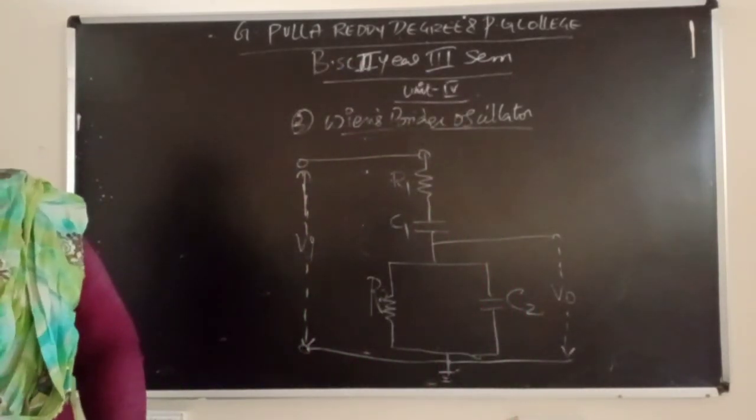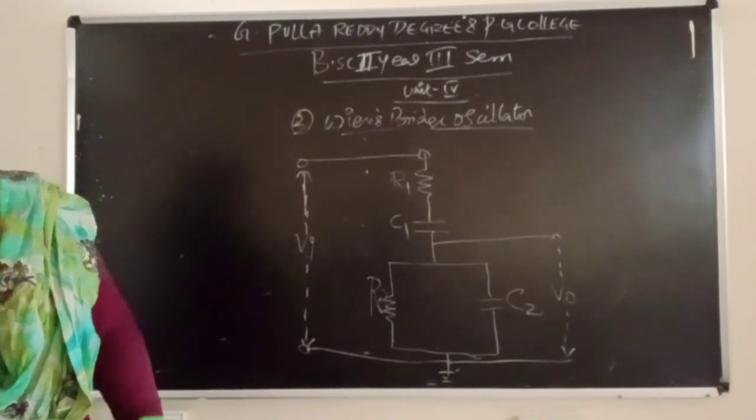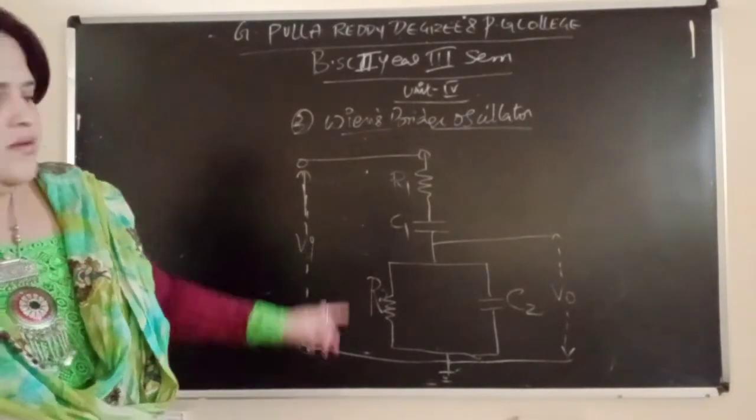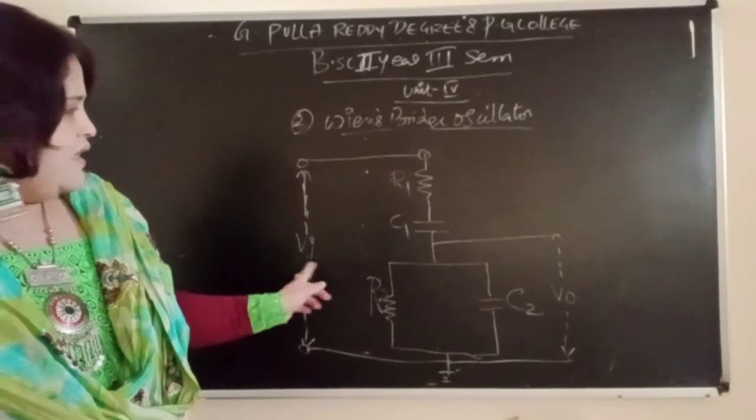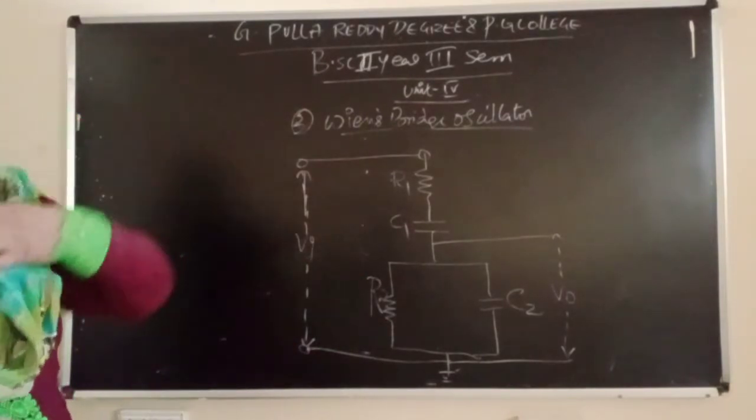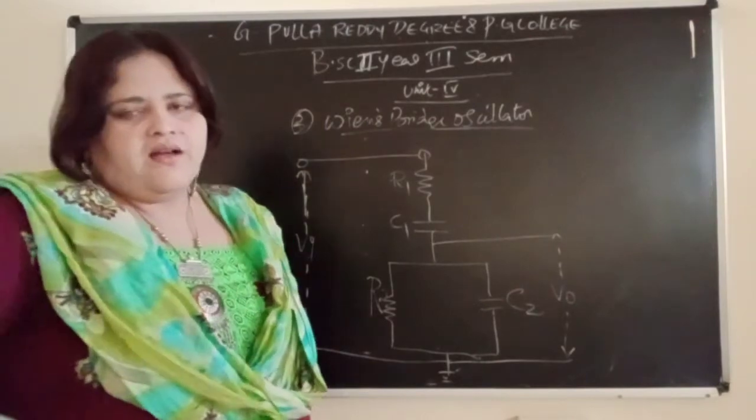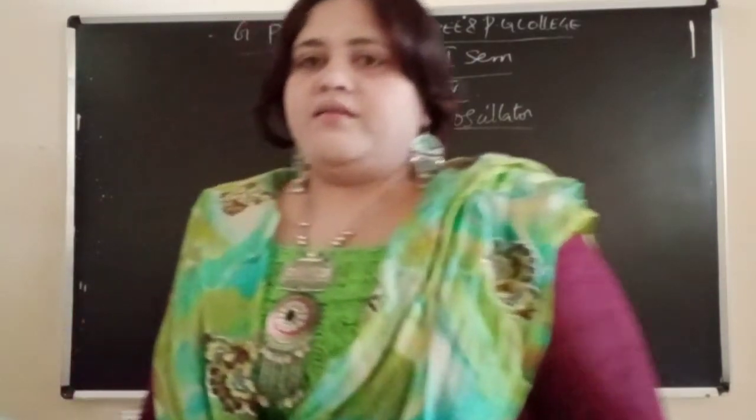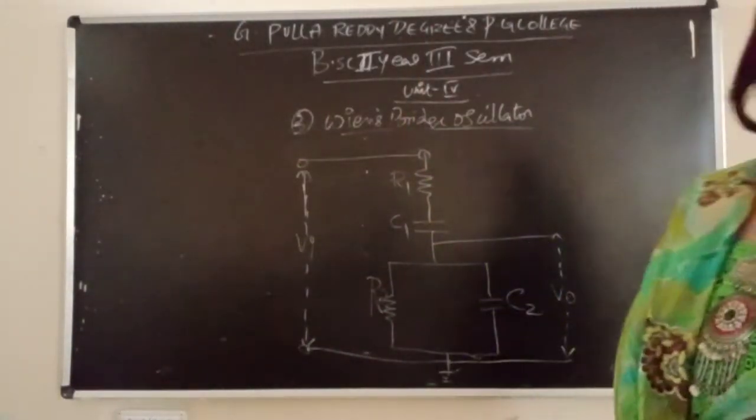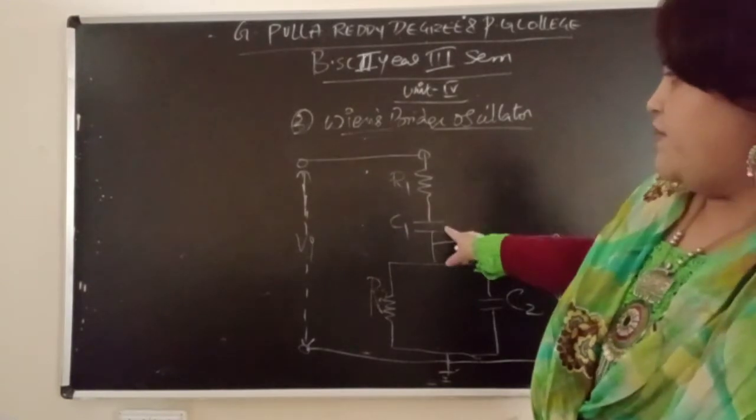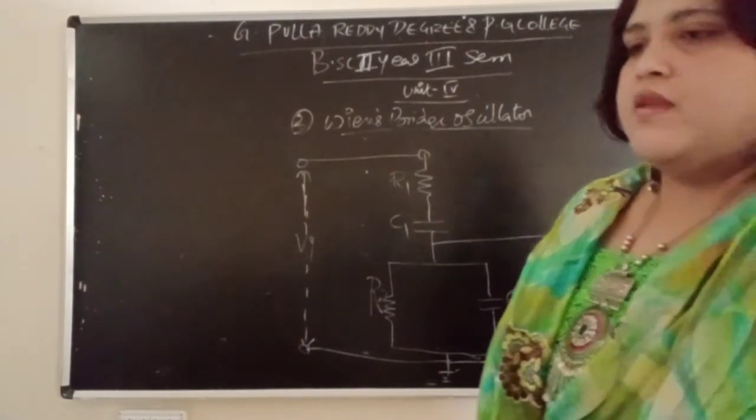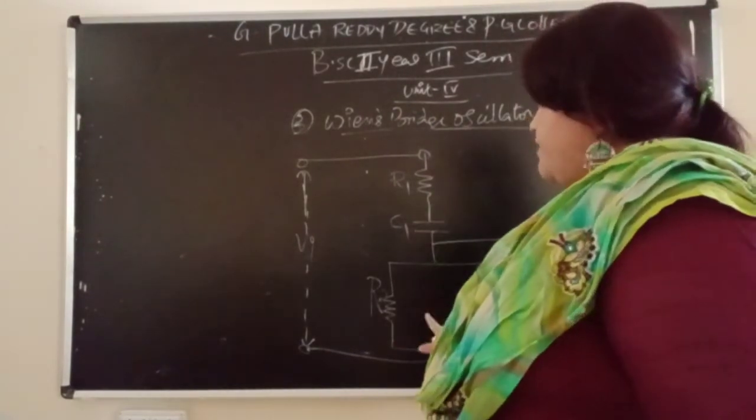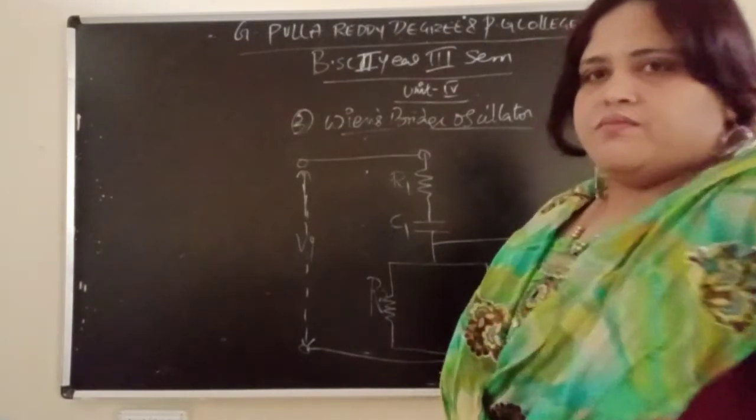This is the Wien bridge network shown in the figure below: R1, C1, R2, C2, Vi, V0. Vi is the input and V0 is the output. This is the Wien bridge network principle. You should see how to draw it carefully. The upper arm is in series and then the lower arm is in parallel. See it carefully.